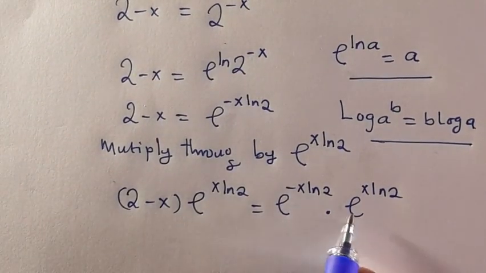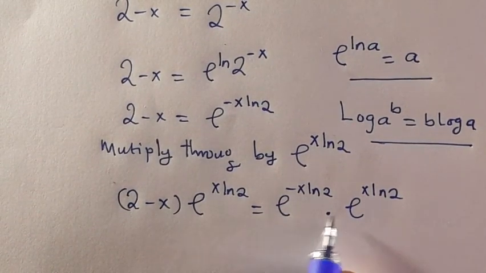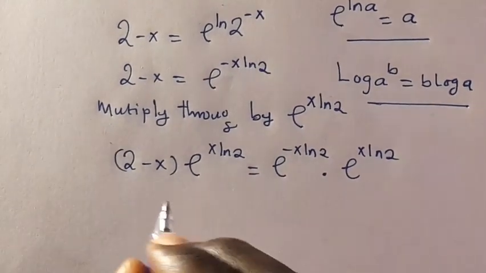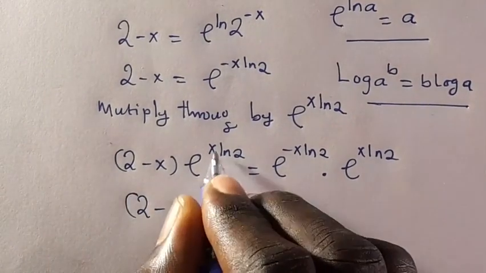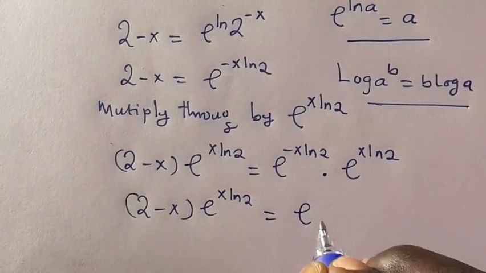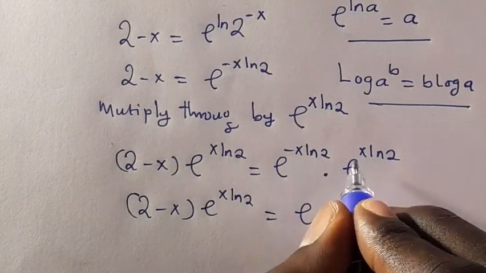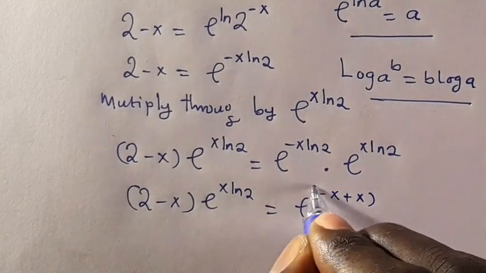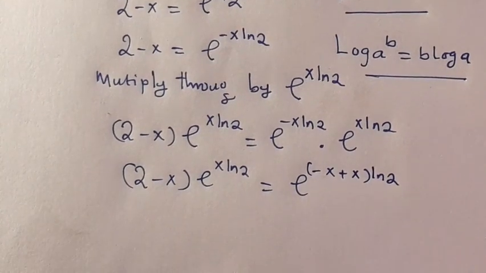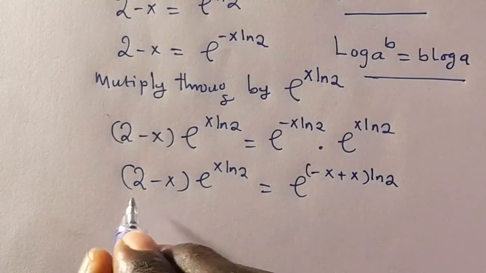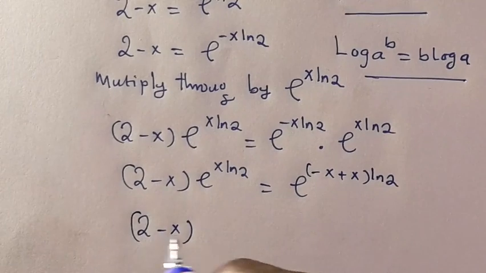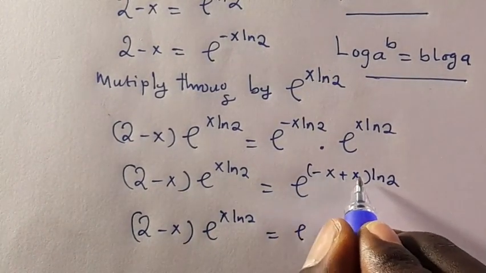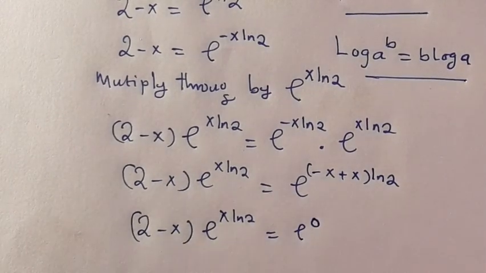Now you can see they have the same base. According to the law of indices, when you have numbers with different powers but the same base, take one base and add their powers together. So we have 2 minus x times e raised to x ln 2 equals e raised to the power of minus x plus x, times ln 2. Minus x plus x equals 0, and 0 multiplied by ln 2 equals 0.